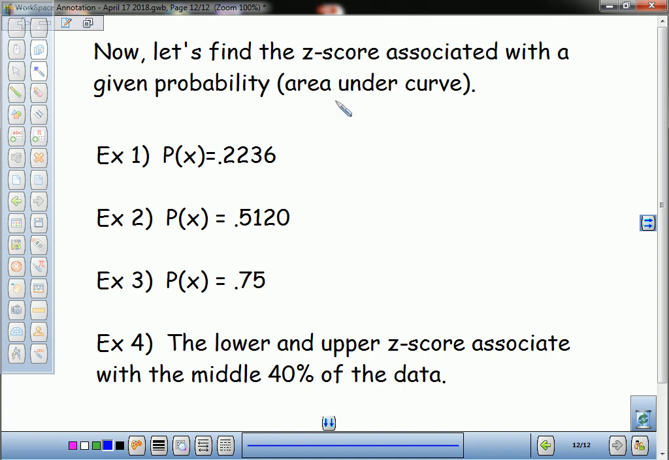Now we're working backwards. This time I'm giving you the probability. The probability is the same as what? The area under the curve. So this time I'm giving you the answer of what we just did, and we're working backwards to find the z-score. So if I ask for a probability of 0.2236, 0.2236, 0.76.